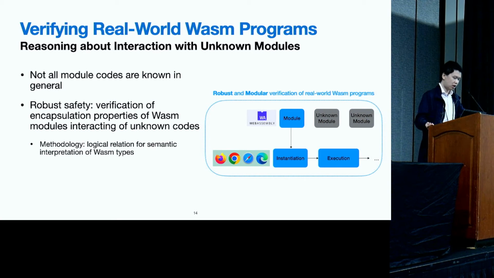To address this setting as well, we further extend our work to allow the verification of robust safety specifications, where certain encapsulation properties of WASM modules can be proved during the interaction with unknown code. This methodology is based on defining a logical relation on top of the program logic for semantic interpretation of the WASM type system, following by utilizing the strong typing guarantee of WASM modules. However, due to time constraints, we cannot go into the details here. This is a place where we invite anyone interested to read further into the paper.